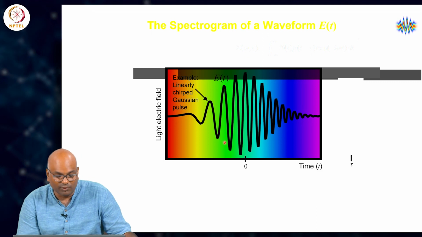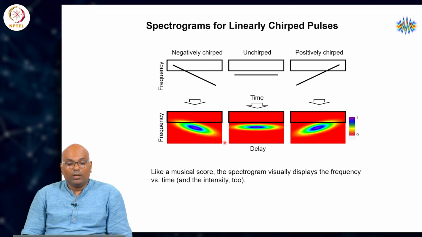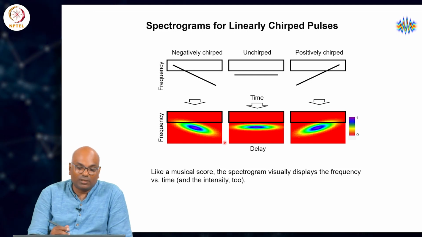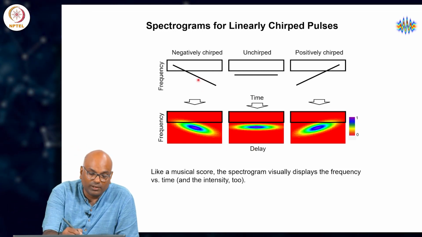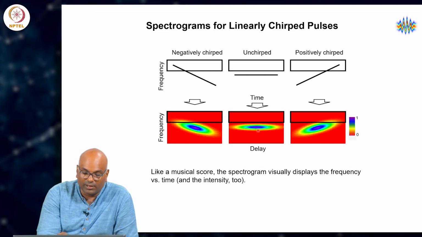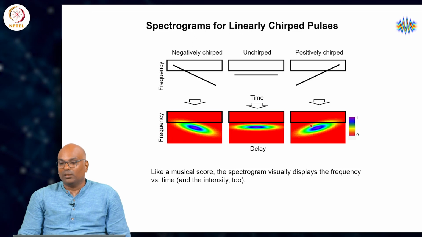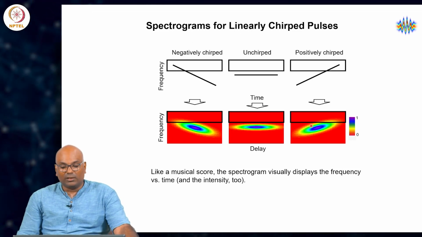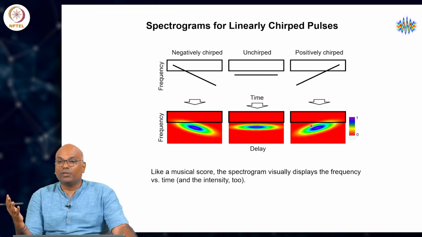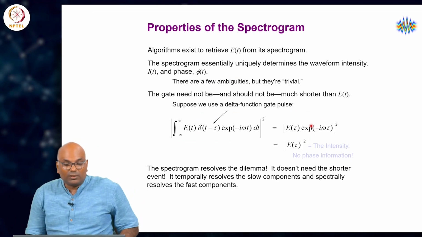Okay, this animation for what it's worth, let me try and redo it later. Now, for linearly chirped pulses, positive or negative, with the time frequency axis being what it is, the spectrograms which we measure essentially have different tilts, as has been shown in these distributions. Just like a musical score, the spectrogram also visually is different for different kinds of pulses. So, let us examine some of the properties of a spectrogram.